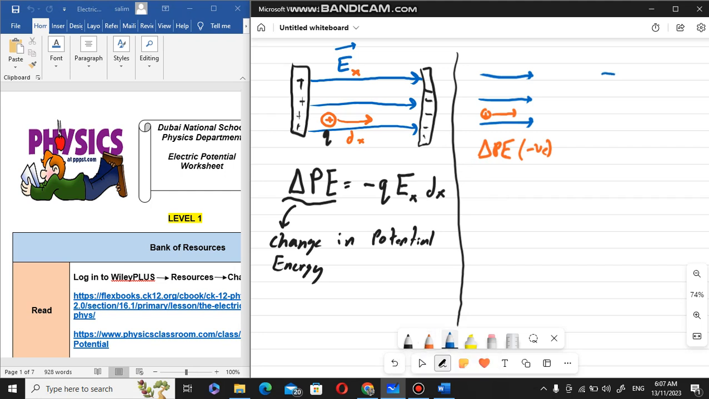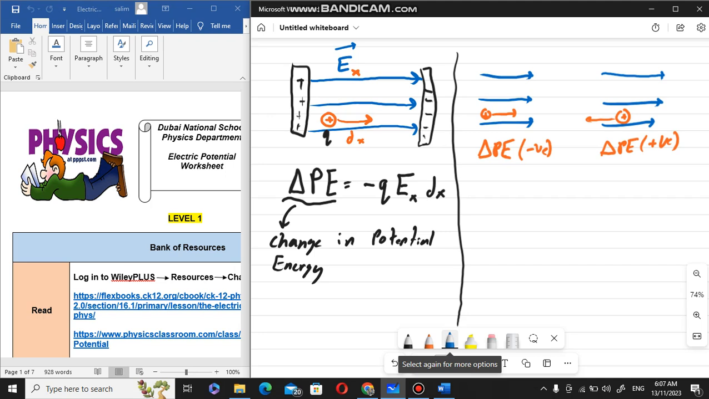And if the same positive charge was moving opposite to the electric field, then the change in its potential energy will be positive, since it would be slowing down as it goes to the positive plate. Positive and positive repel, therefore it will slow it down as it moves.